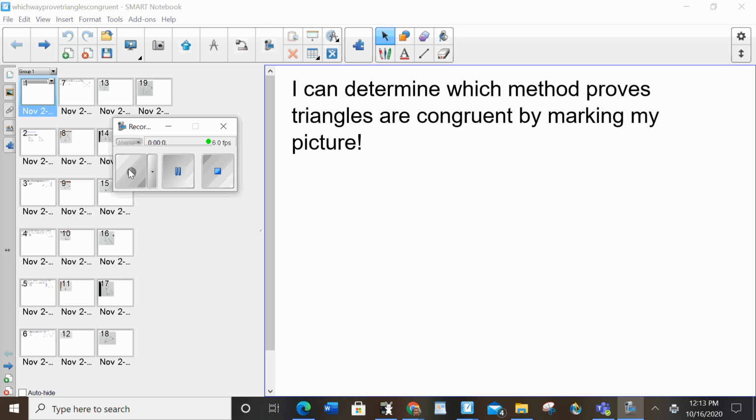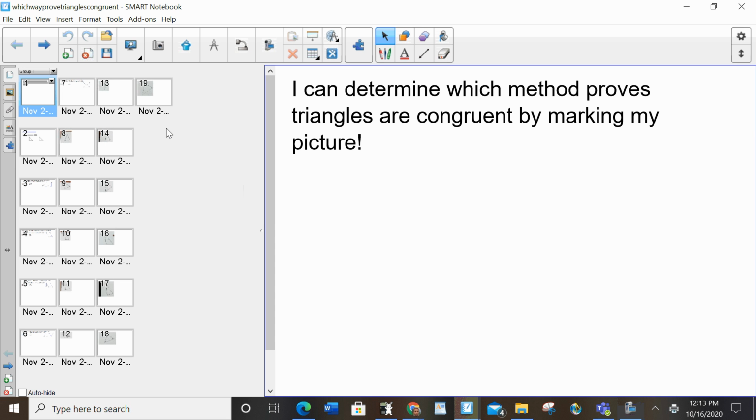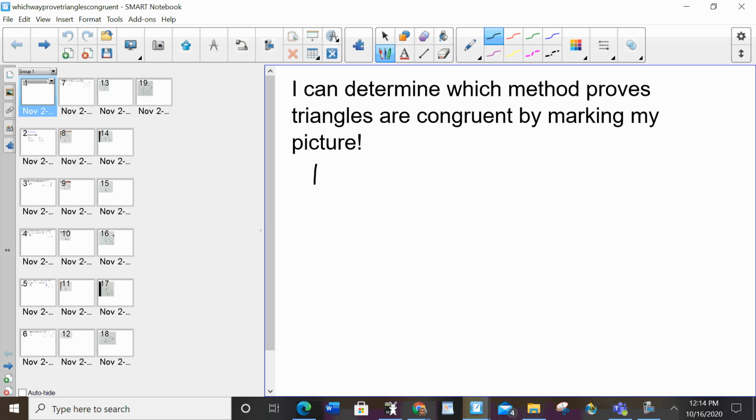I can determine which method proves triangles are congruent by marking my picture. So, what you need to know, now we're putting everything together, this is the last piece that we need to put together. To prove triangles are congruent, I need to prove that 3 pairs of sides or angles are congruent. Now, there are 5 methods that work, and there are 2 methods that do not work. And there's one exception that's in there.